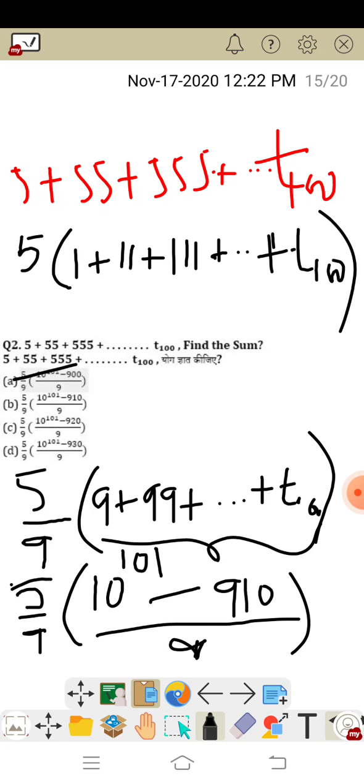Okay, so what we are doing is very simple. Here we are writing 5 plus 55 plus 555. It is not in geometric progression, that's why I am taking 5 common. Again it is also not in geometric progression, so I am dividing and multiplying by 9, and then I am getting a geometric progression. We already saw this one. Okay, right. See the next question.